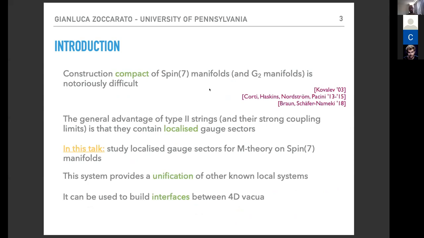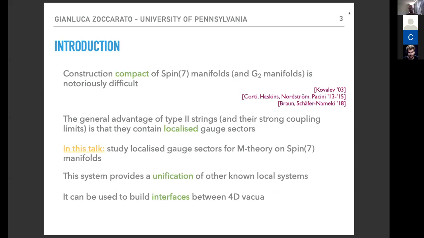Recently, starting with the construction by Kovalev, there have been new methods for building G2 manifolds. This is usually called the twisted connected sum. They use some building blocks and glue them to build G2 manifolds. Recently there's been a similar construction also for Spin(7) manifolds by Andreas Braun and Sakura Schafer-Nameki. But it's still a very difficult thing. The number of examples is much smaller compared with the Calabi-Yau case.